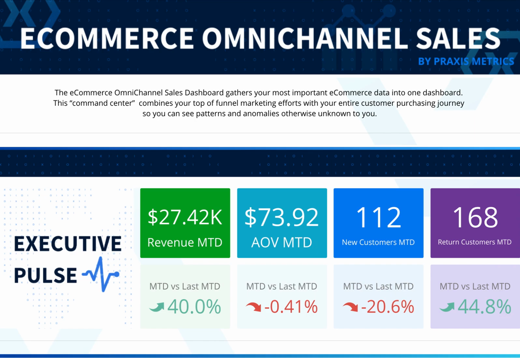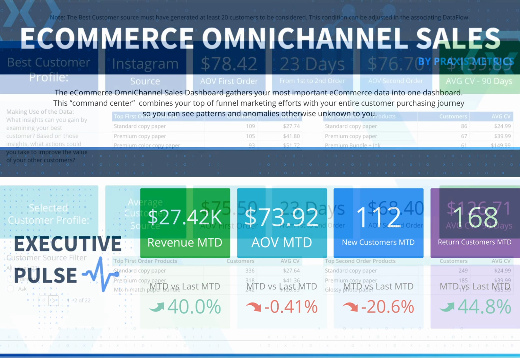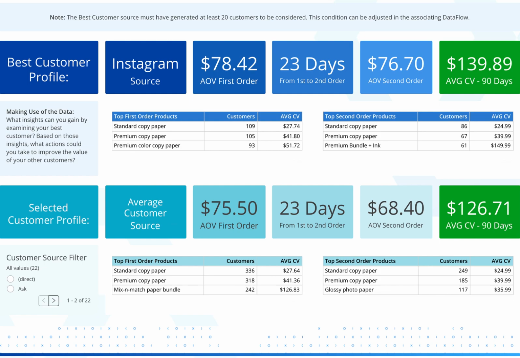So here we start with an executive pulse, which allows you to see at a glance how your core KPIs are trending this month compared to last month. This will help you see instant trends to let you know if there are any red flags that you need to look into. This next section is customer profiles.